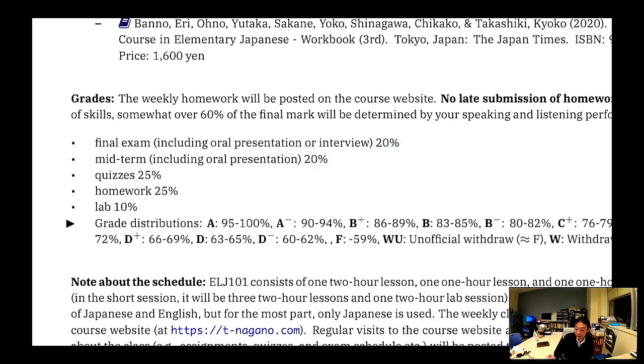Both of them include oral presentations. The midterm presentation is your self-introduction, and we are going to start talking about it in class soon. The second presentation could be either a presentation, or you might have an interview with me. So it's more like a dialogue between two people. I will decide later, but there are two oral components, one for each exam. And then quizzes are 25%, homework is 25%.